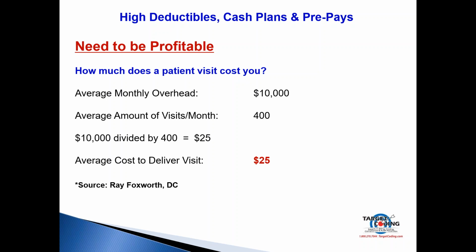So here's a little exercise. Calculate your monthly overhead by the amount of visits per month, and that's how you'll come up with the amount it costs you to provide a chiropractic treatment. On the screen here, $10,000 is the example. Let's say that's your overhead and you see about 100 visits a week.